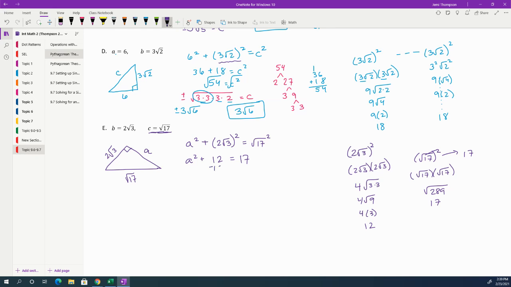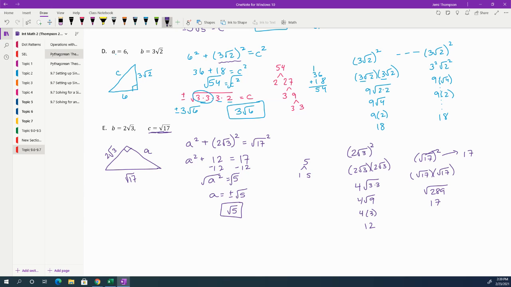Solve for A, so I subtract 12 from both sides. And I take the square root. Square root of A squared is A. The square root of 5, if I try to do my factor tree here, there's nothing that multiplies to 5 except 1 times 5. There is no way I can simplify the square root of 5. It's already simplified. So my answer then for A is just going to be positive square root of 5.